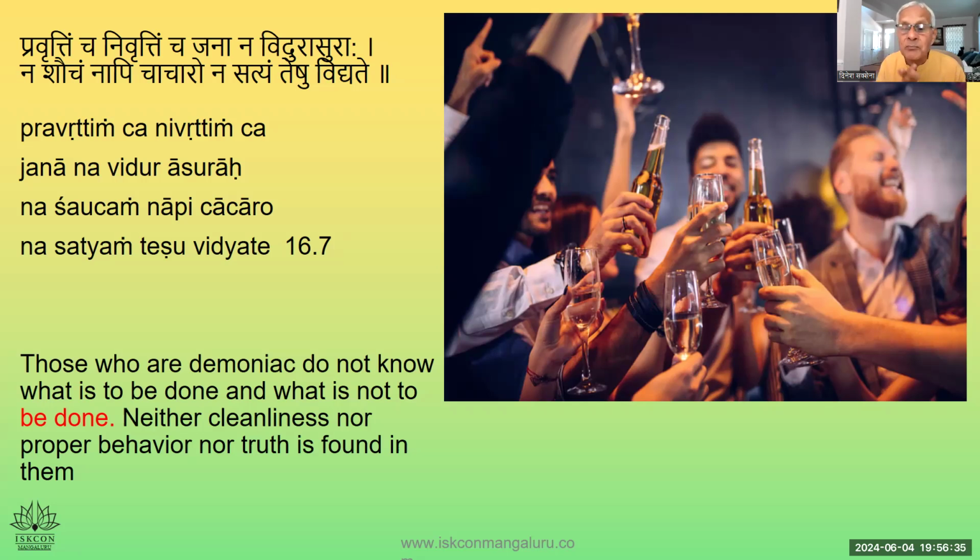You can see the picture, and they are celebrating. They are ignorant, they do not know what is pravritti, what should be done and what should not be done, what is nivritti. Na pravritti cha nivritti cha jana na vidur asura. The asura, the person with demonic qualities, does not know what should be done. Na shaucham, they have no care for cleanliness, internal and external. Napi cha acharo, neither cleanliness nor proper behavior. What is achara? That is what is proper behavior and what is not proper. Na satyam teshu vidyate. They do not know truth. So this is a stage of ignorance.